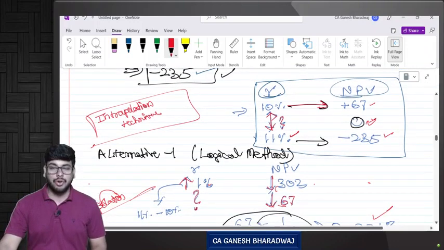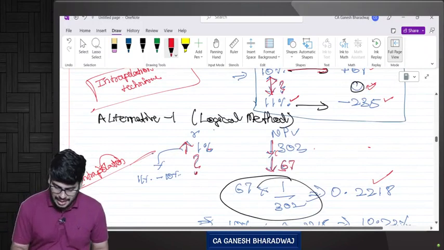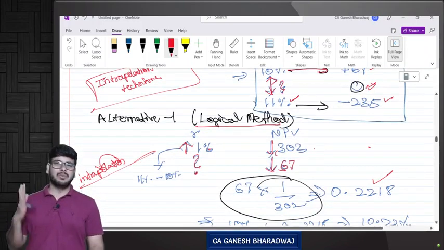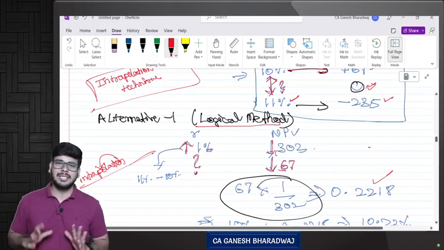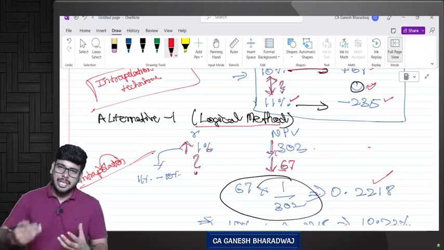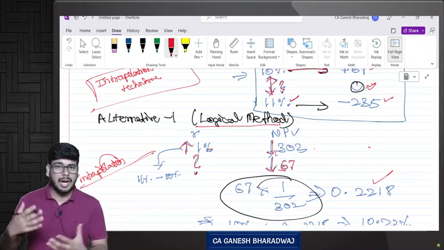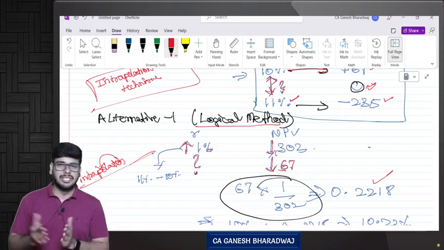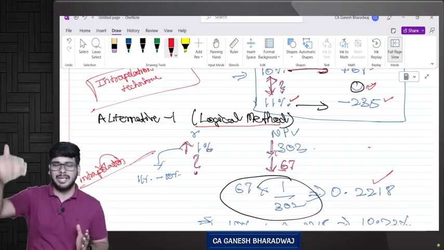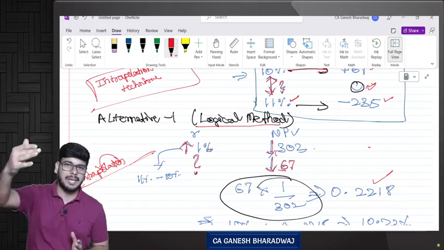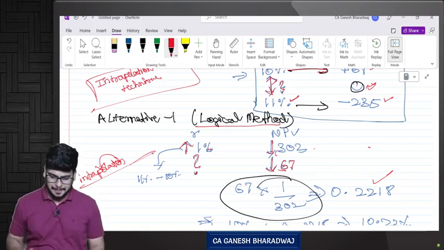This can be found out using two methods. One is the logical method, the other one is the formula method. If you understand the logical method, you will understand the reason behind the formula. The formula method is nothing but whatever you logically understand, they have given it by way of a formula. First, let us see.